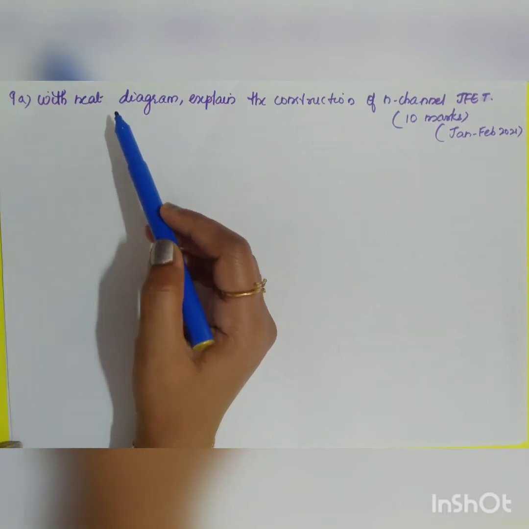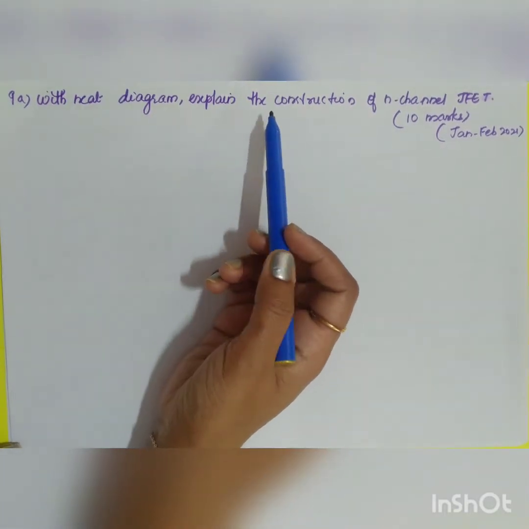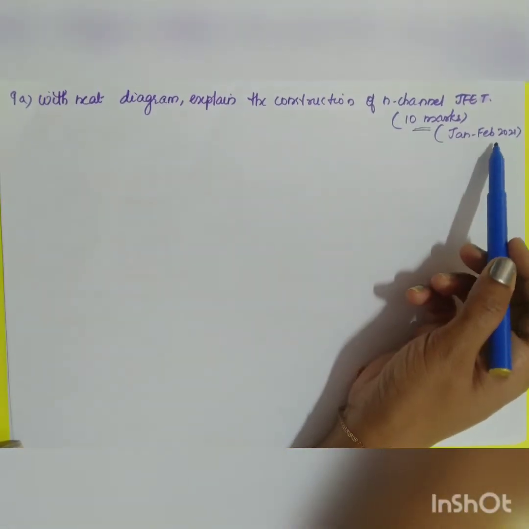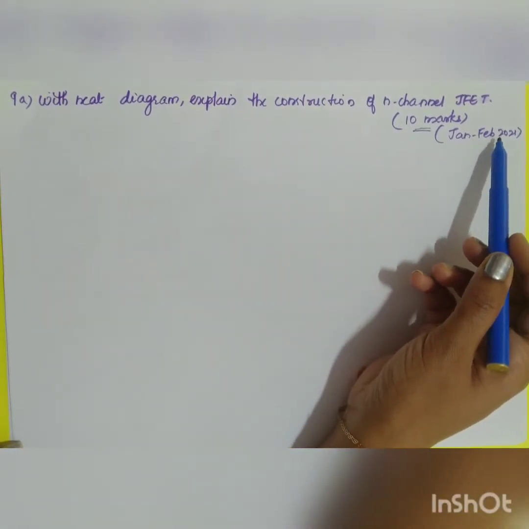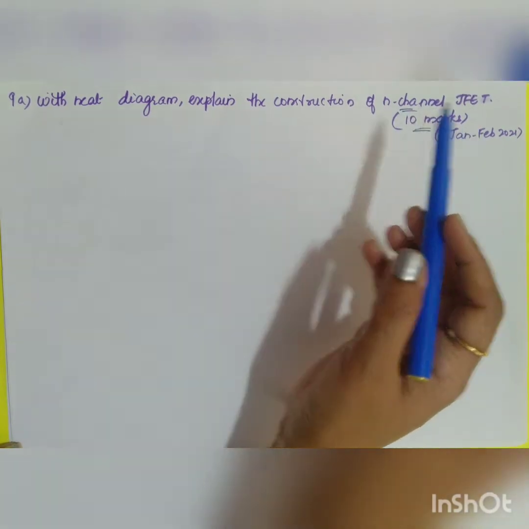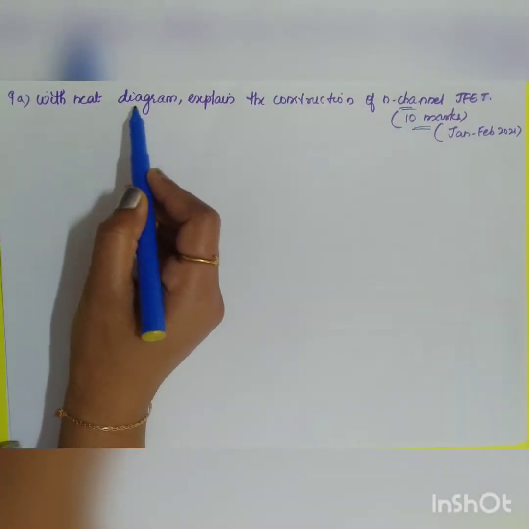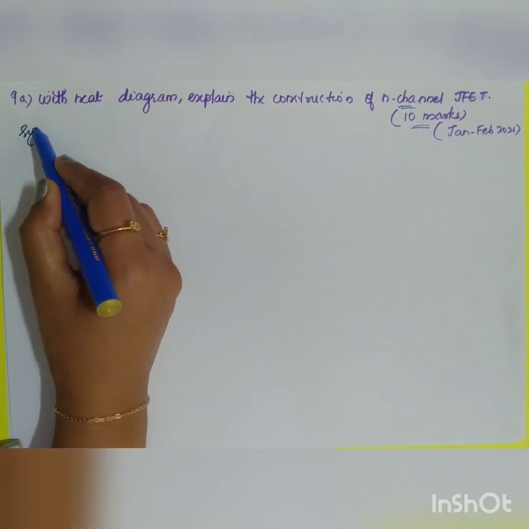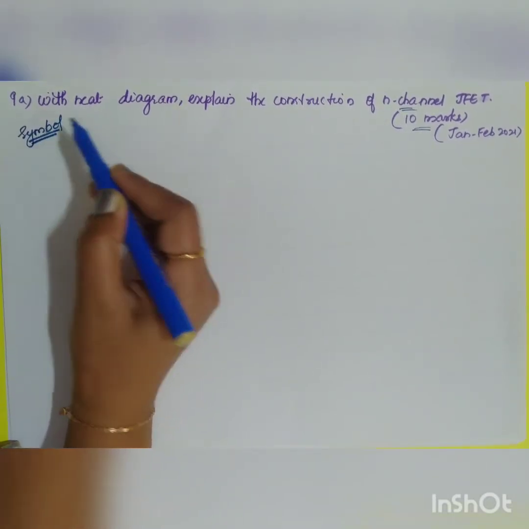Next question is the 9th question, part A: with a neat diagram, explain the construction of N channel JFET. It is asked for 10 marks, from the January-February 2021 question paper. So, N channel JFET, with a diagram, explain the construction. Before the construction, let me give the symbol of your N channel JFET.